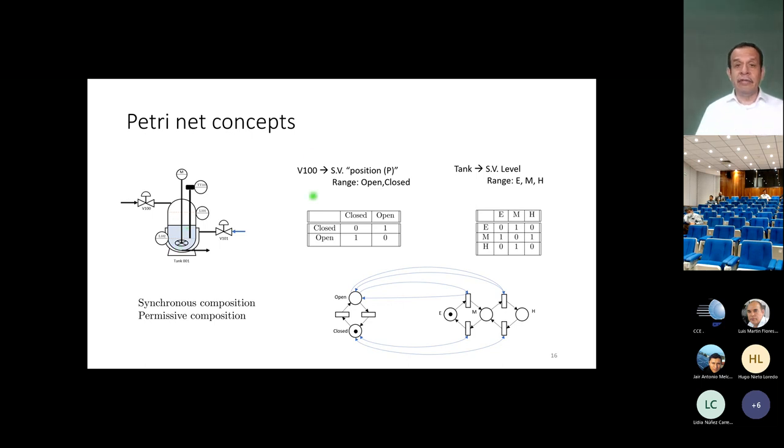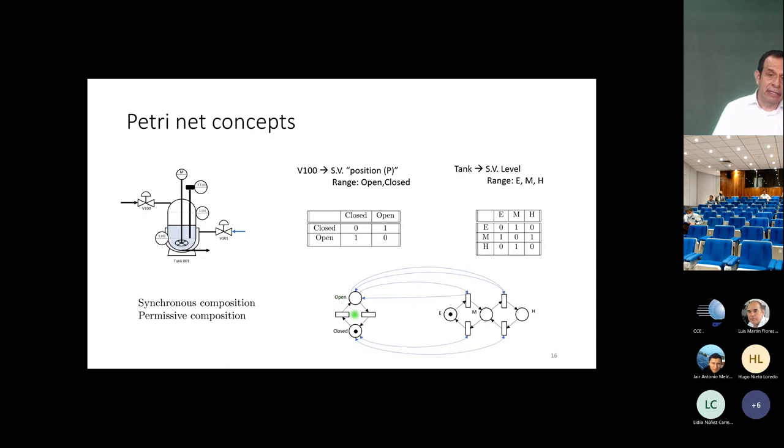Then, using this information, I will build these tables. As you can see, there are as many rows as different values in the range, and as many columns as different values in the range again. I will put a mark here because I can go from this state to this state in a single step. Then I will draw or define these Petri nets.